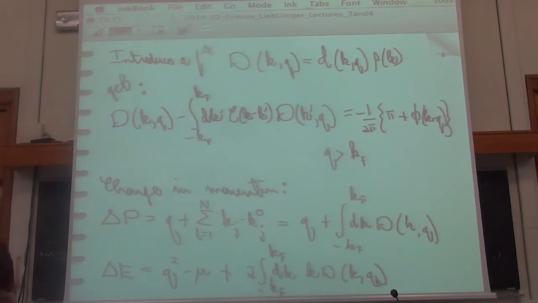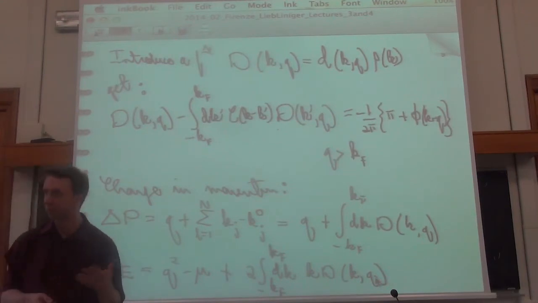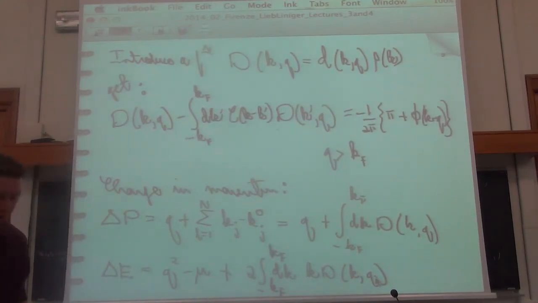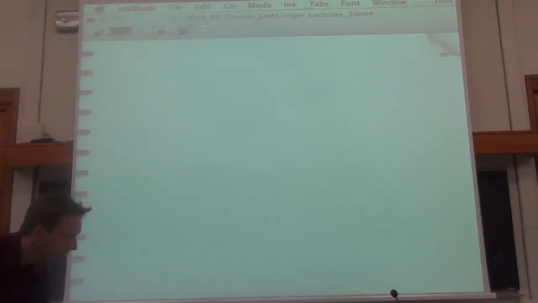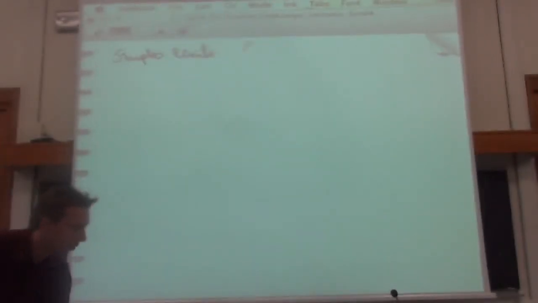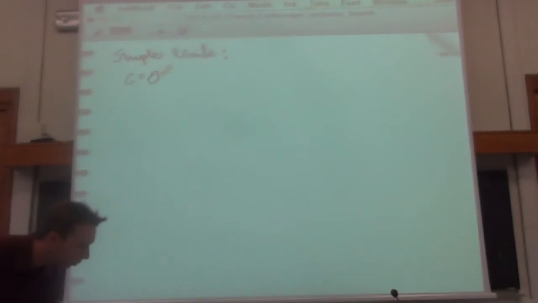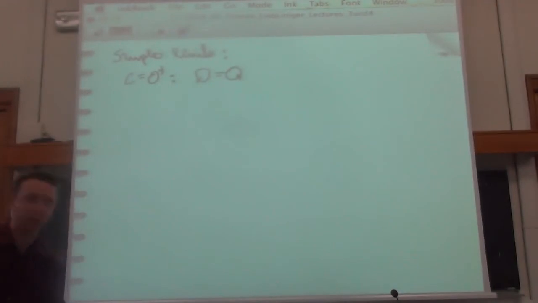Of course, your understanding of what you're doing is reliant upon solving the integral equation for the displacement. So there's essentially two simple limits. You can do it. So two simple limits. If you take c to 0, then what you find is that the displacement here is just 0. You have no interactions between your particles, so the displacement is 0.